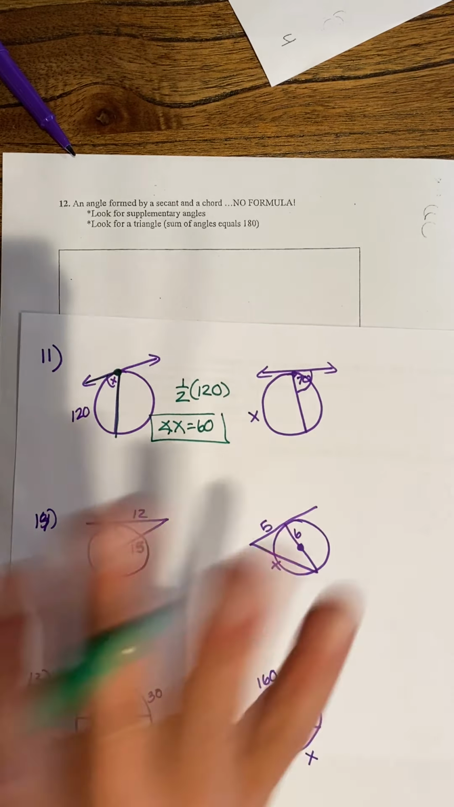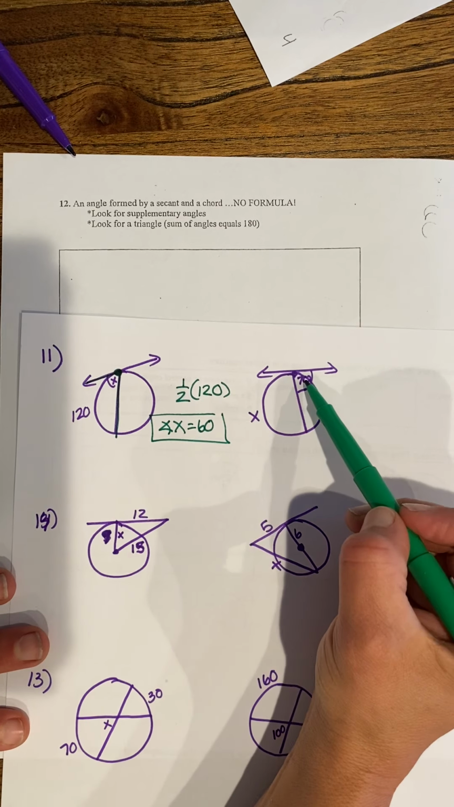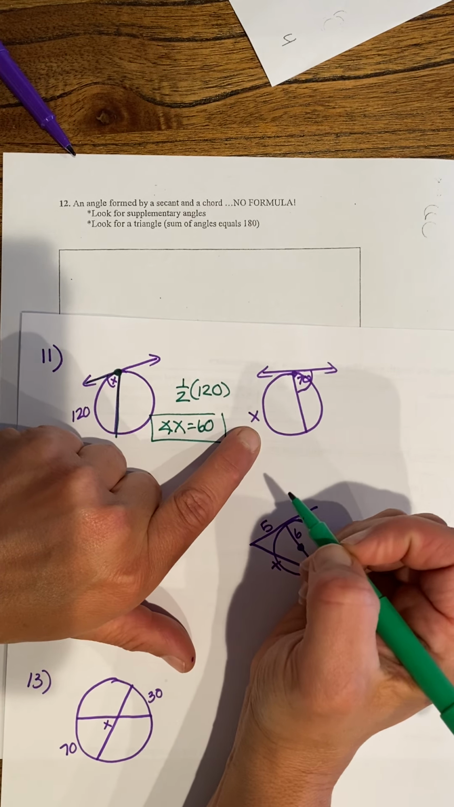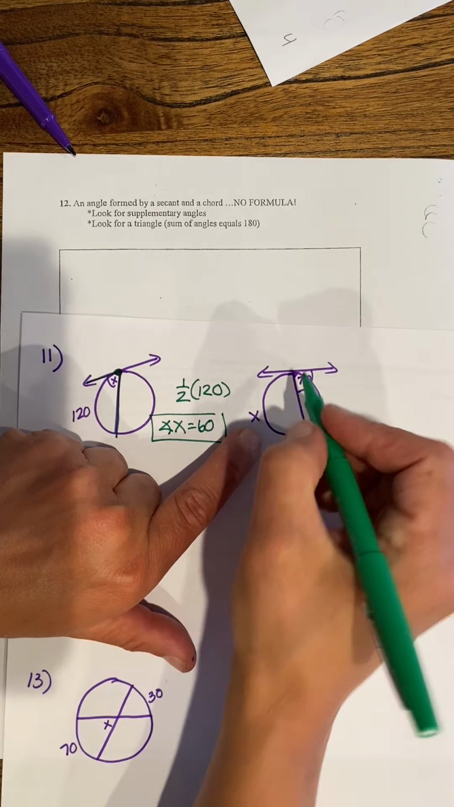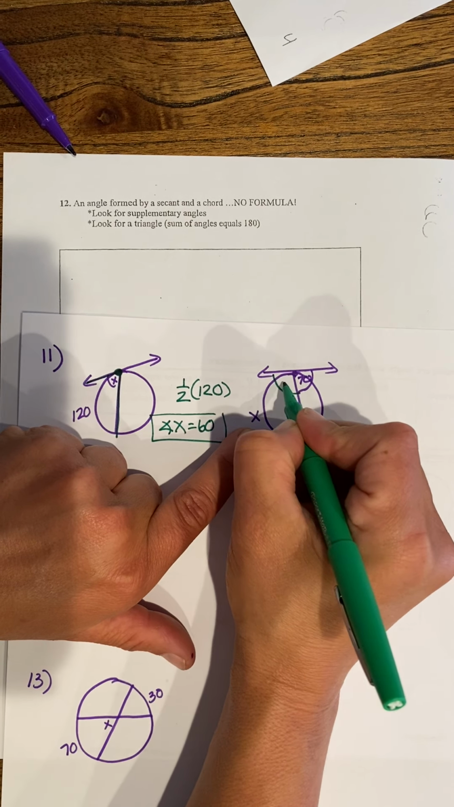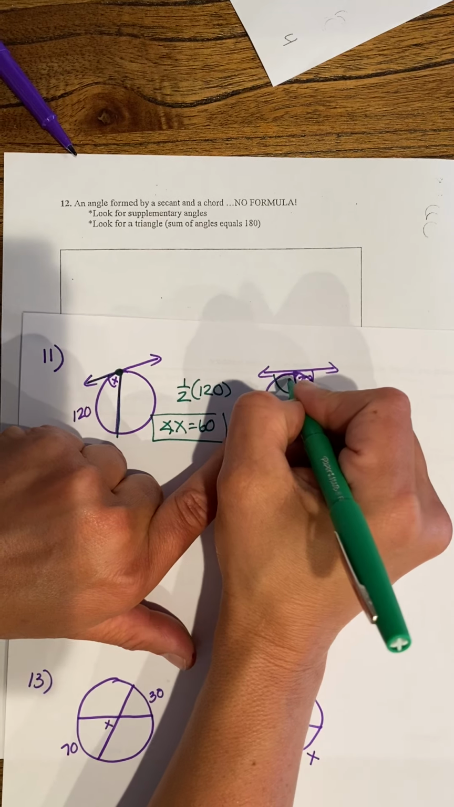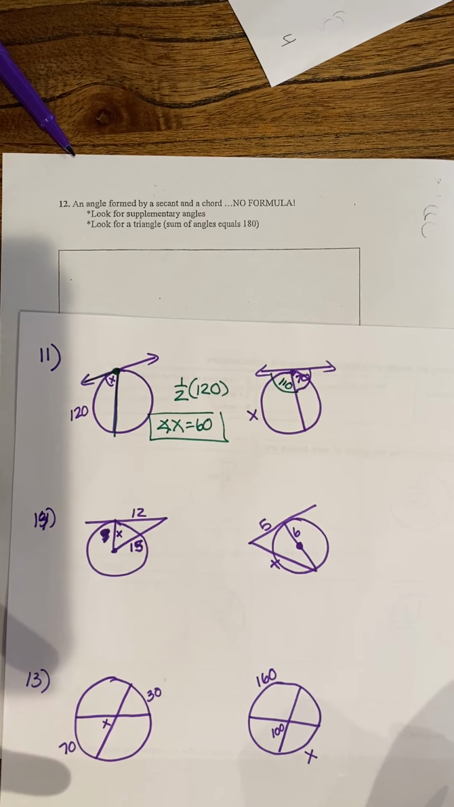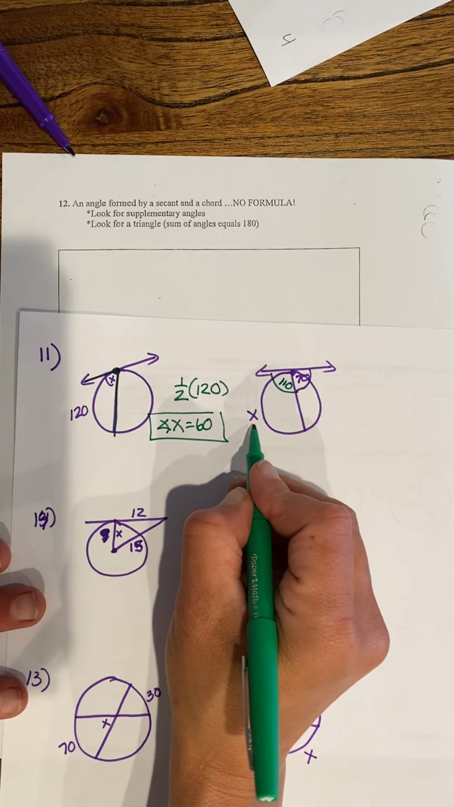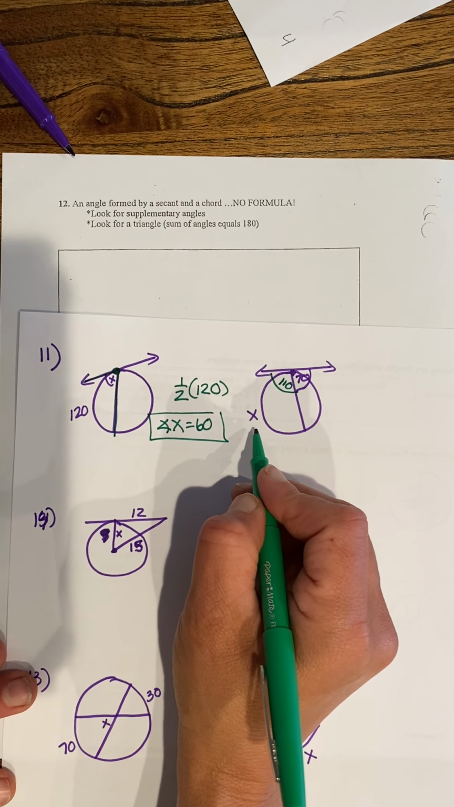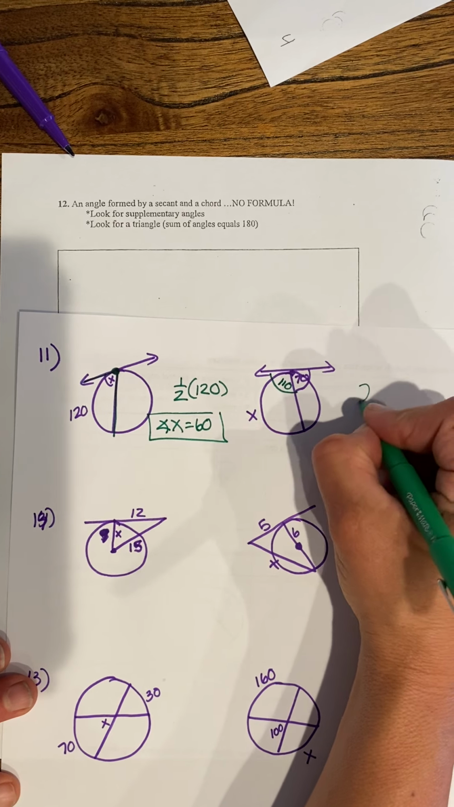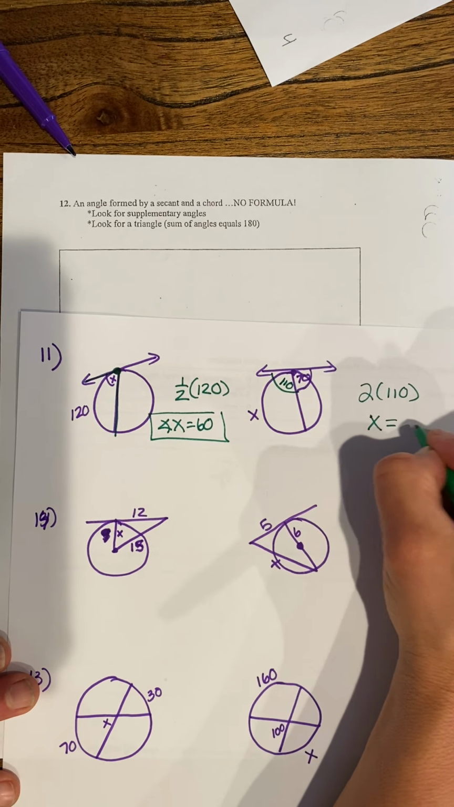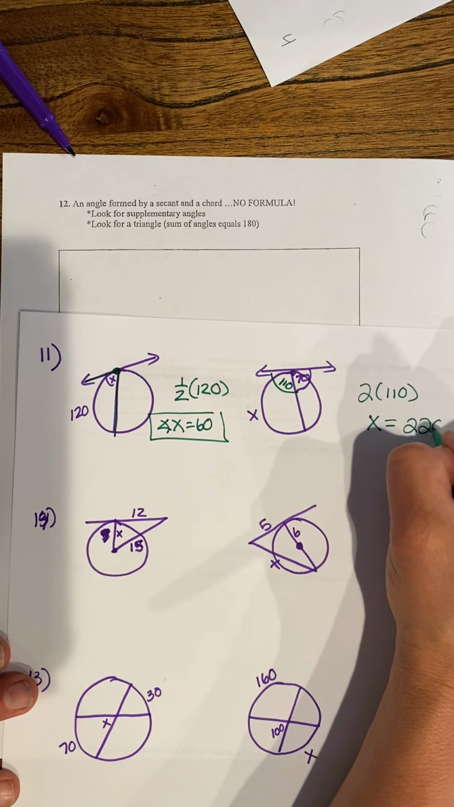This one you have to do in two steps, because the angle you're given isn't the angle that corresponds to the arc you want to find. So you have two choices. You could either find this angle, which is on a straight line, so you know it's supplementary. So that angle is 110, and you know that 110 has to be half of the arc it goes out to. In this case, you're just gonna reverse it. You double the 110, and arc X has to be 220.